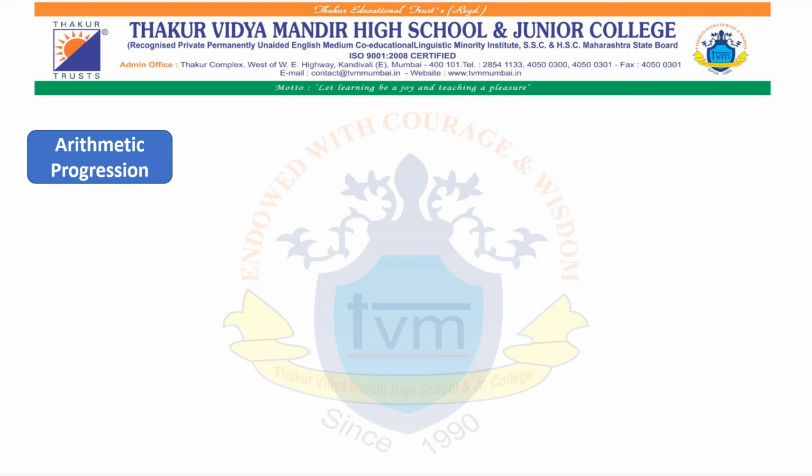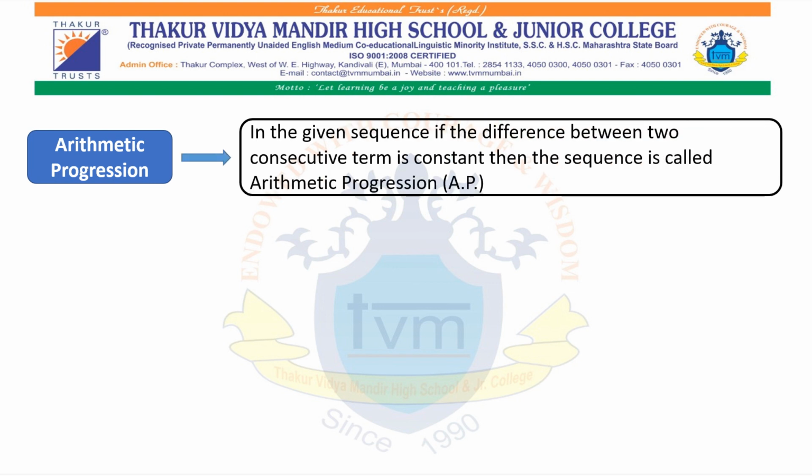Now let us try to understand arithmetic progression. What is arithmetic progression? In the given sequence, if the difference between two consecutive terms is constant, constant means same, then the sequence is called arithmetic progression. In the previous slide, we saw two examples. In example number 1, the relation between the two consecutive terms was increased with the same value, that was plus 3. Therefore, example number 1 was said to be an arithmetic progression.